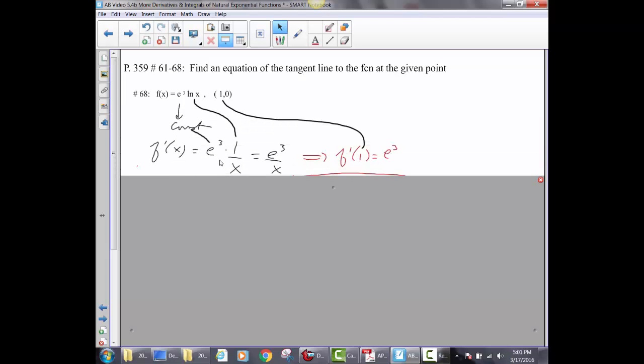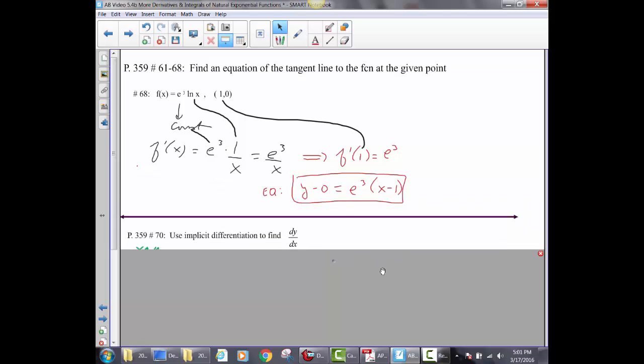So you have e cubed times, and the derivative of ln x is 1 over x, so it becomes e cubed over x. I need the slope at x equals 1, so if I replace x by 1, my slope is e cubed, and that's the end of that question.